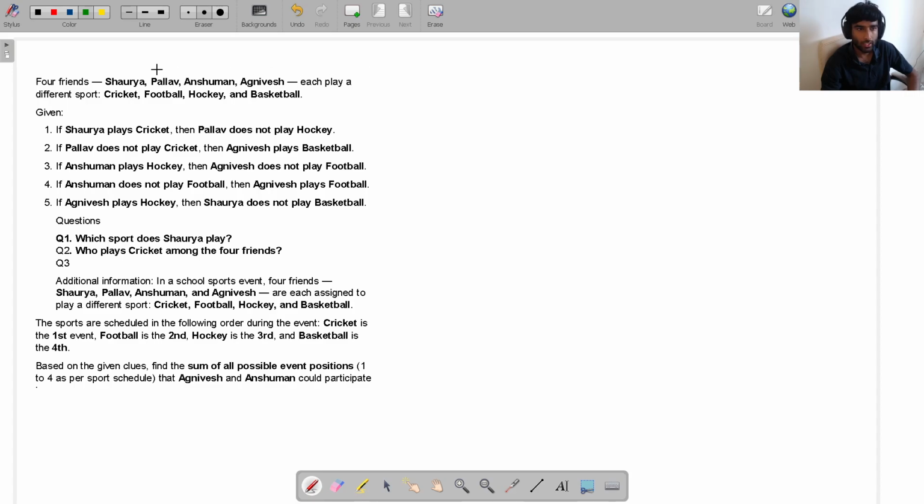The set says four friends Shaurya, Pallav, Anshuman, and Agnivesh each play a different sport: cricket, football, hockey, and basketball. Now there are clues. If Shaurya plays cricket, then Pallav does not play hockey. So then Pallav, not hockey. Okay, this is important. This is the first clue.